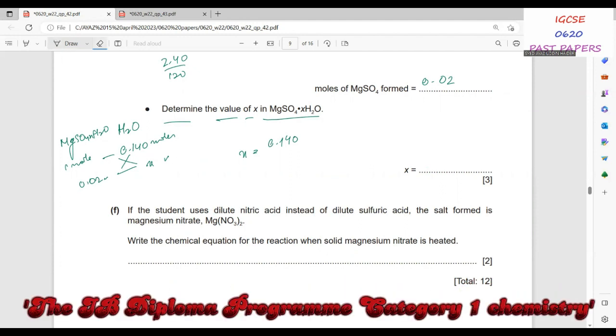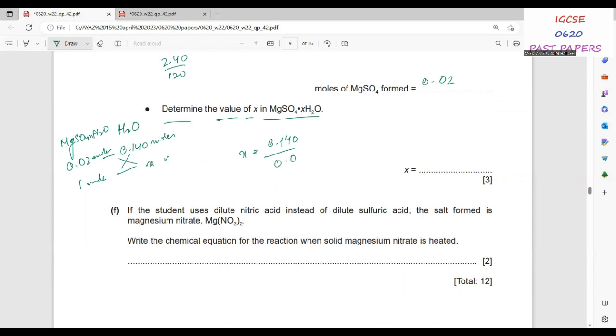Sorry, 0.02 moles has lost 0.04 moles. 1 mole has lost X moles. So it will become 0.04 divided by 0.02. The answer will be 2.